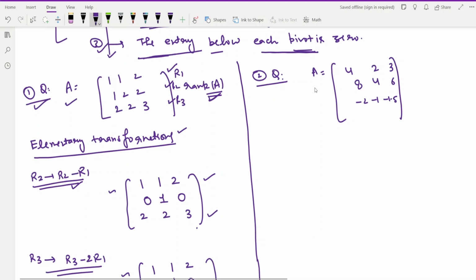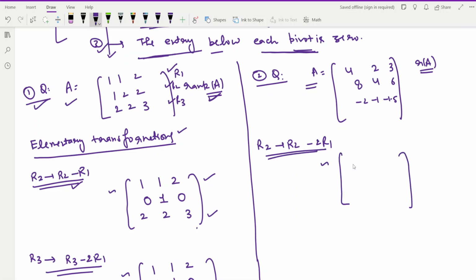Now it's time to handle the second question. In this one again, I have to find the rank of this matrix A. So what elementary transformation will I apply here? R2 is R2 minus 2R1. So it will be 4, 2, 3, the same. So it will be 0, and it is 0, and it is again 0, and it is minus 2, minus 1 and minus 1.5 as it is.